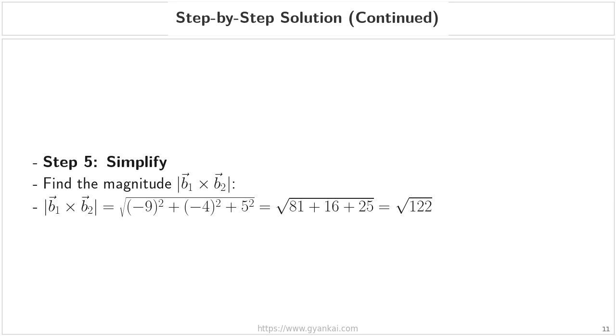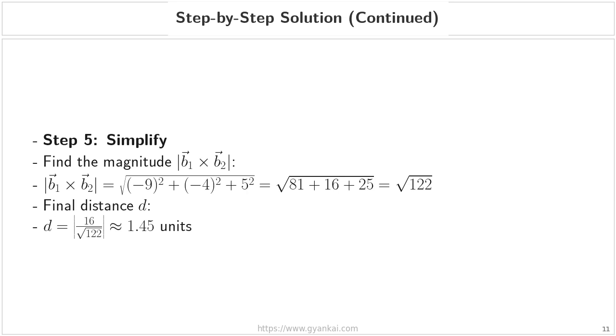To find its magnitude, we take the square root of the sum of the squares of its components. That is, the square root of negative 9 squared plus negative 4 squared plus 5 squared. When we square these, we get 81 plus 16 plus 25, which simplifies to the square root of 122.